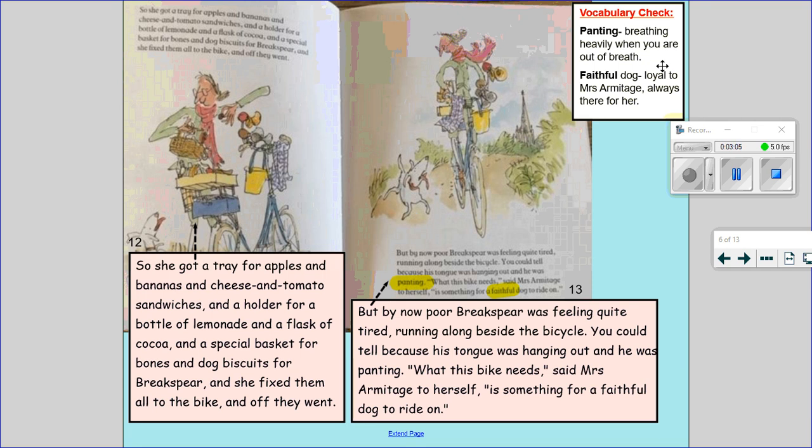So you imagine the dog's been running for quite a while and he's now out of breath, how he might be panting with his tongue hanging out and deep breaths. And a faithful dog is a dog that's loyal to Mrs. Armitage, so it's always there for her. And they say that dogs are quite faithful and loyal pets.